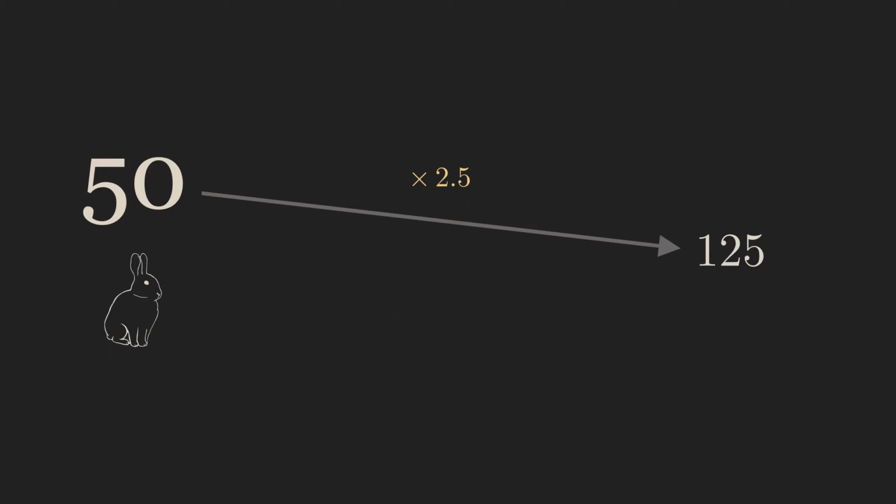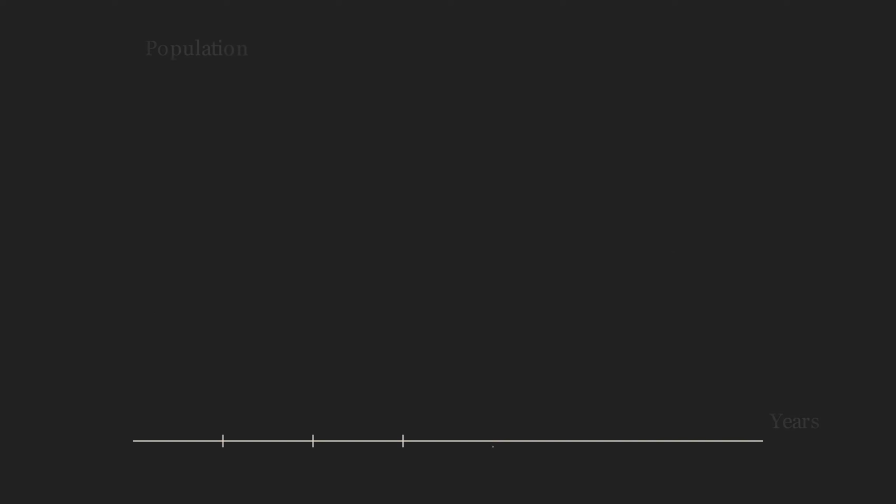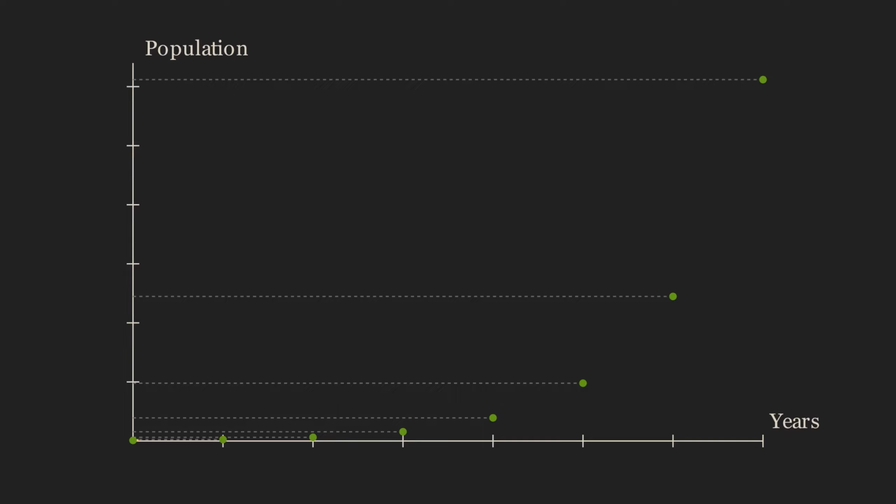With this, we can predict how the population will behave. Each year, it multiplies by 2.5. From 125, we'd go to a little over 300, and then to almost 800. If we follow this trend over time, the population takes off with exponential growth.